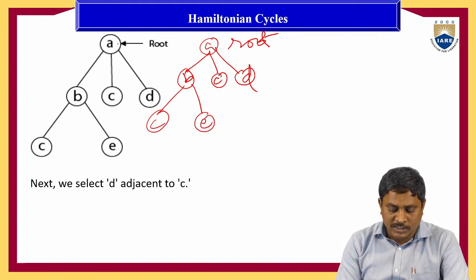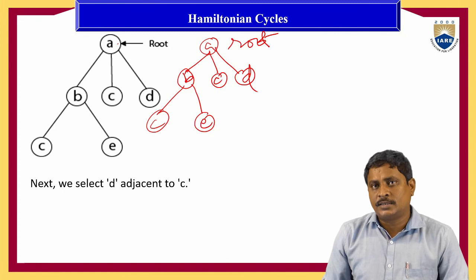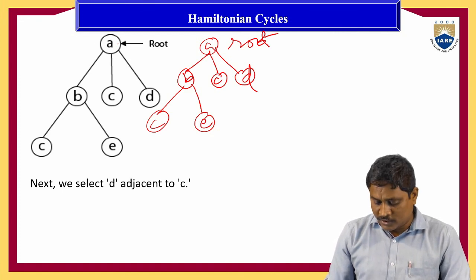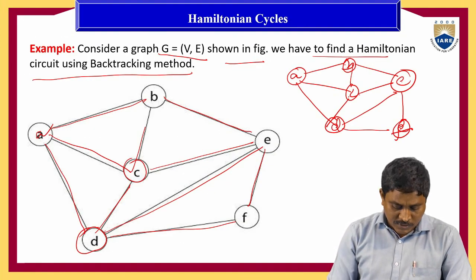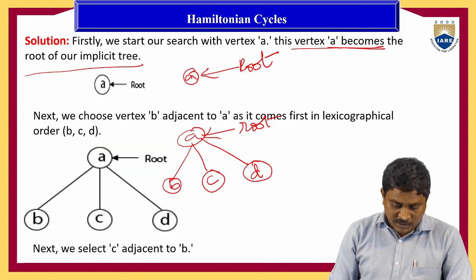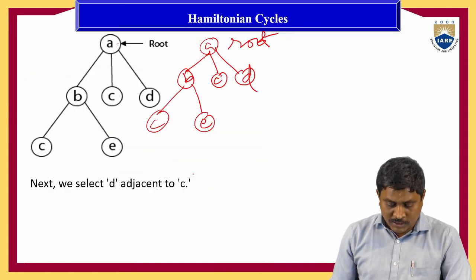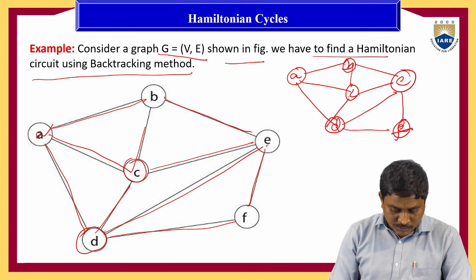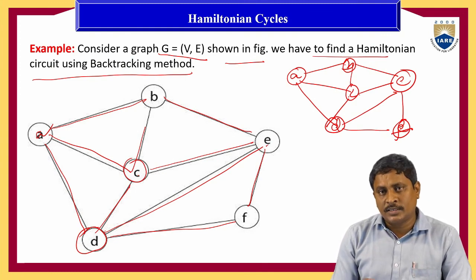Now the next level, the next node is C. C is adjacent to which node? Here we see in this graph, C adjacent to E, and also C is adjacent to D. C is adjacent to D, C adjacent to E. So in lexicographical order, D. So D.